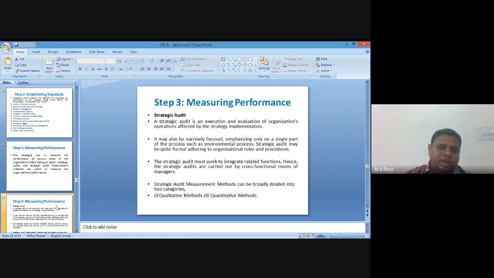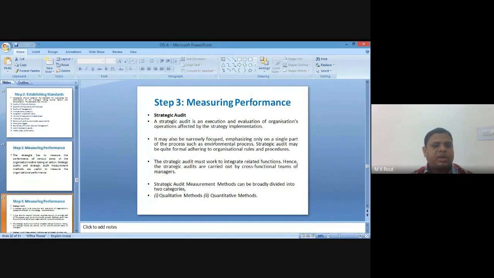A strategic audit is an examination and evaluation of organization operations affected by the strategy implementation. It may also have a narrow focus on small areas, at the sub-department level, and emphasize a single part of a process, such as the environment process. The next point is that a strategy audit may be quite formal, adhering to the organization's rules and procedures.